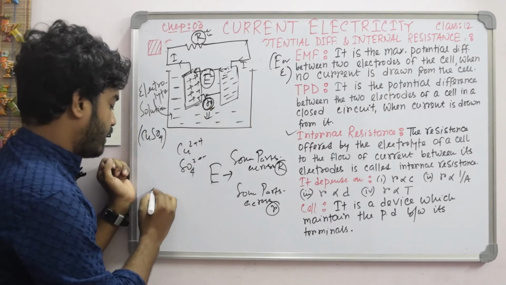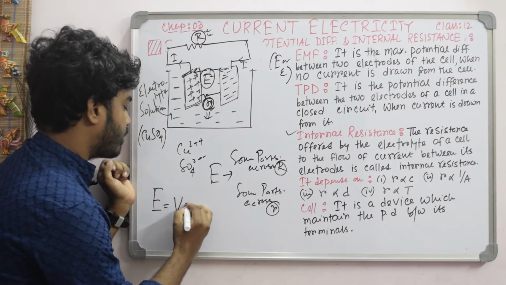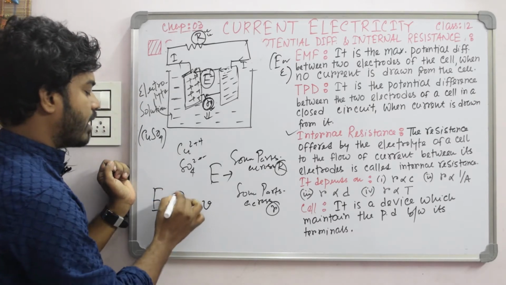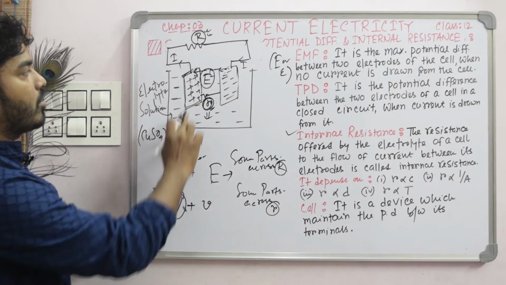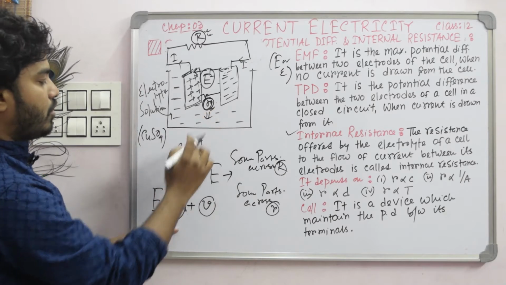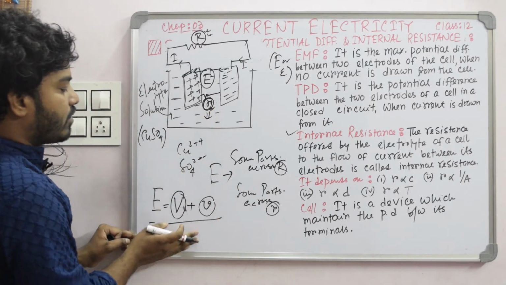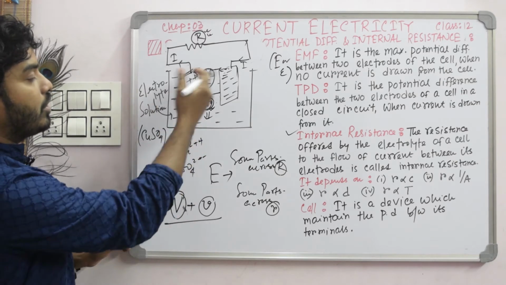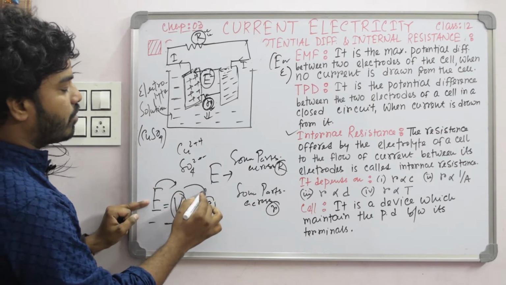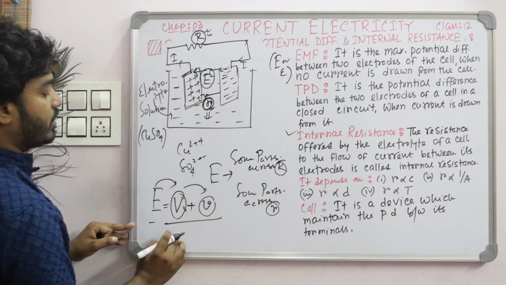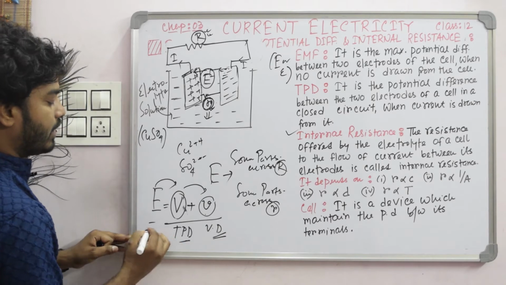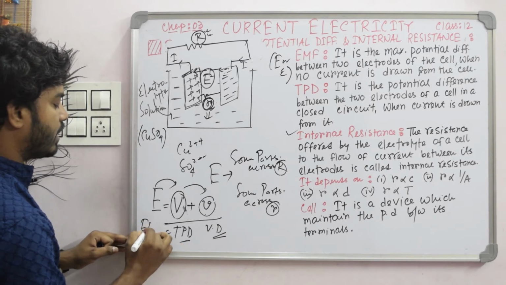So E is divided in two parts. Suppose I am writing capital V and small v. What is capital V? Capital V is the potential across capital R and small v is the potential drop across small r. So in an electric circuit, this is our general expression when current is flowing: EMF is equal to the sum of potential difference plus voltage drop. This is named the terminal potential difference, and this is the voltage drop, and the sum is equal to the EMF, the electromotive force.